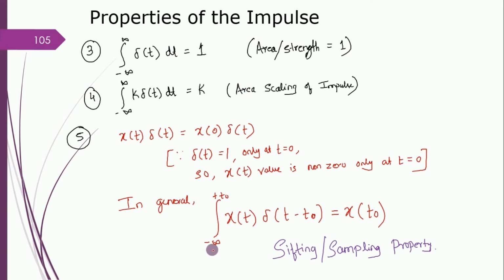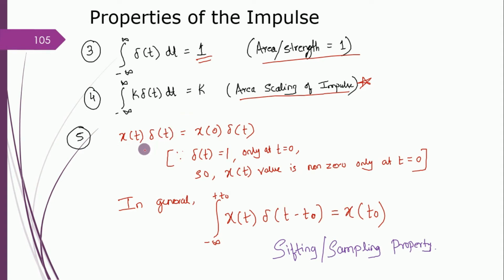The third property is a very important property: the integral of delta of t dt will give you 1, and that 1 is area or strength. It's not an amplitude. Delta of t's integration will give you the area under that curve. Area under that curve is 1. And if I multiply a constant k to the delta of t, and take its integration, k is taken out. So when I take k outside, the integral of delta of t dt gives me 1. 1 into k will give k. This is area scaling. I'm not scaling the amplitude, I'm scaling the area. Again, an important point to remember.